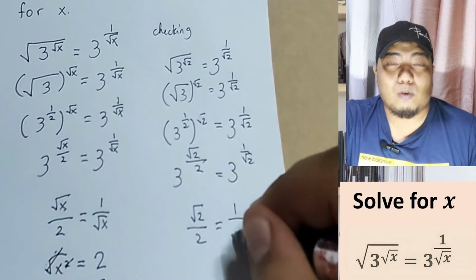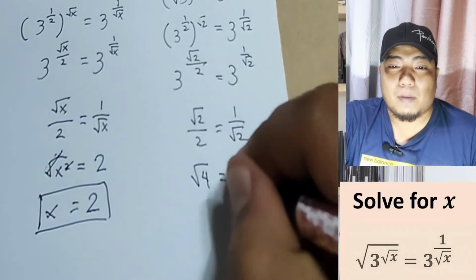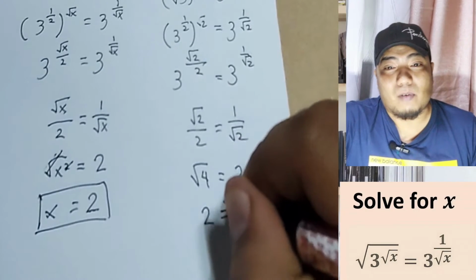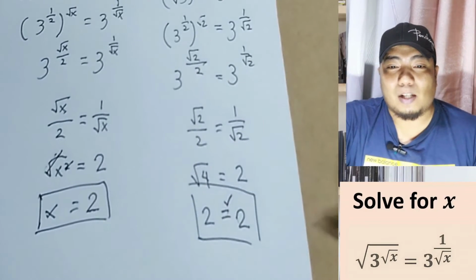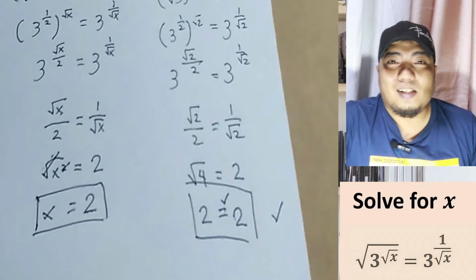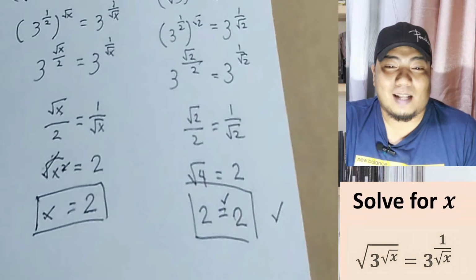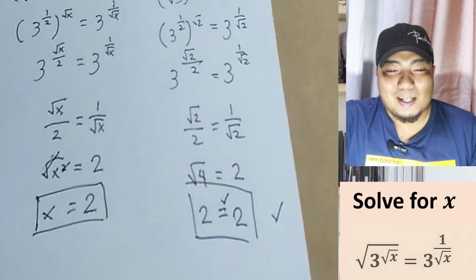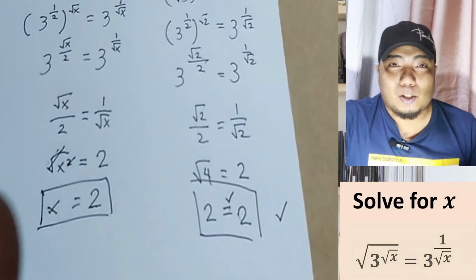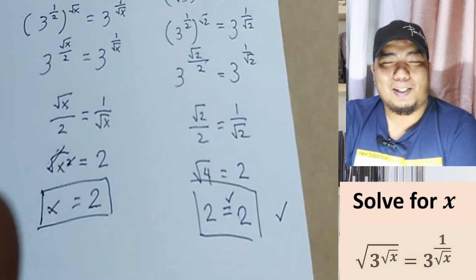So we have square root of 2 over 2 is equal to 1 over square root of 2. Now, my dear math learners, remember the law of radicals, that the final answer should not have a radical sign in the denominator side. So we can apply the cross multiplication, giving us square root of 4 is equal to 2 by cross multiplication. And if we simplify square root of 4, that is 2. So 2 is equal to 2. And that is how we get our checking. And so it is very true that the value of x is equal to 2.